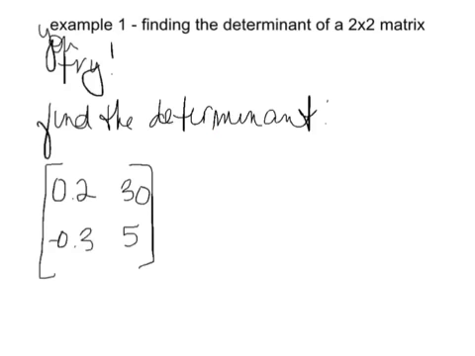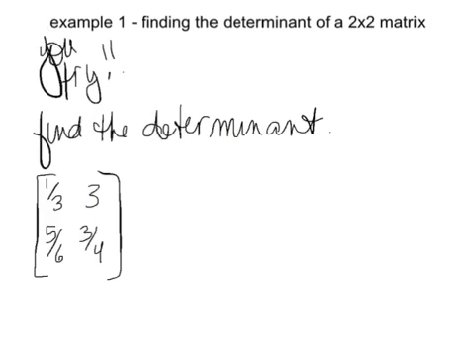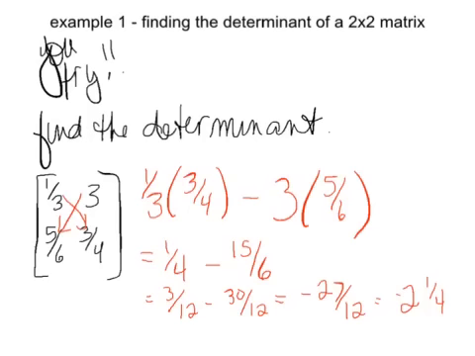Okay, you try one. Find the determinant, push pause, try it on your own. There you go. Pretty simple, right? Try this next one, push pause. Alright, I gave you every possible answer here. First, the multiplication, which gives me 1/4 minus 15 over 6. I changed it to common denominators, did the subtraction, and converted the improper fraction to a mixed numeral.